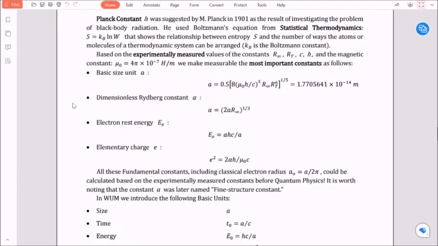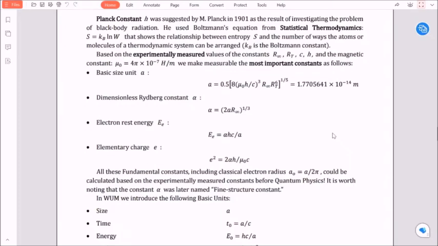Based on the experimentally measured values of these constants, R infinity, RT, C, R, and the magnetic constant mu0, we make measurable the most important constant as follows. Basic size unit: it used all these experimentally measured parameters and equals about 10 to the minus 14 meters.